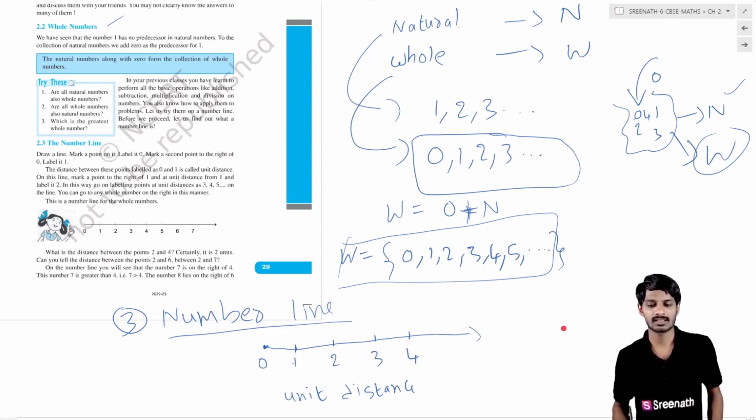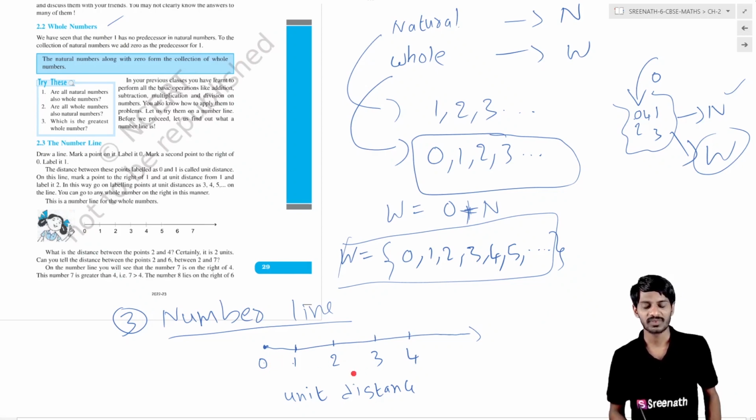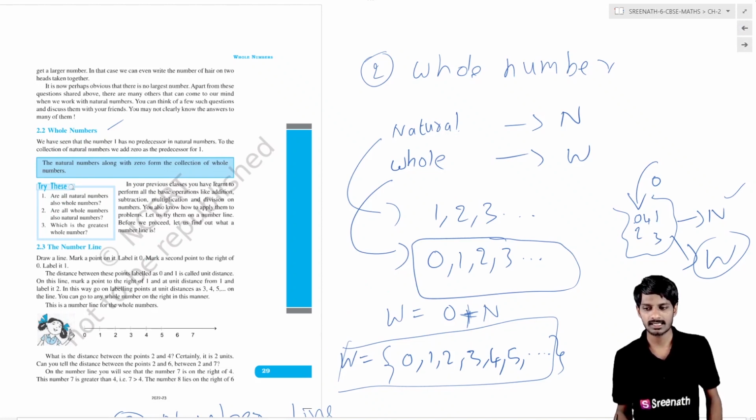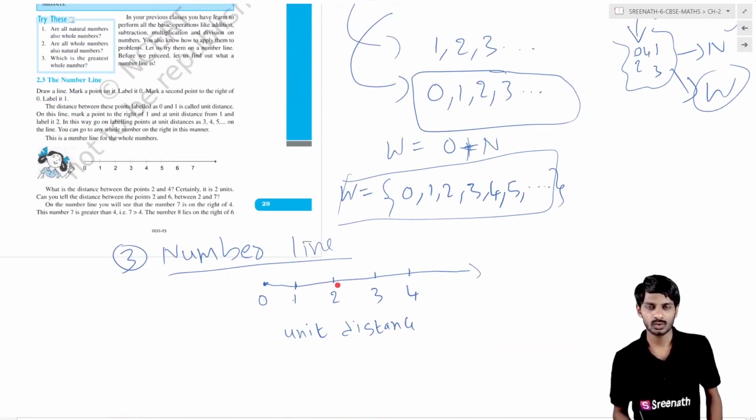This number line goes on like that. So this is the number line. In this way we are representing the whole numbers on the number line. Okay, this is about the number line. Now if you clearly see this number line, if you want to take 2, then find its successor and predecessor.